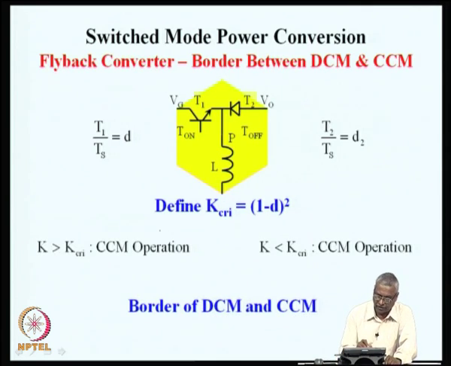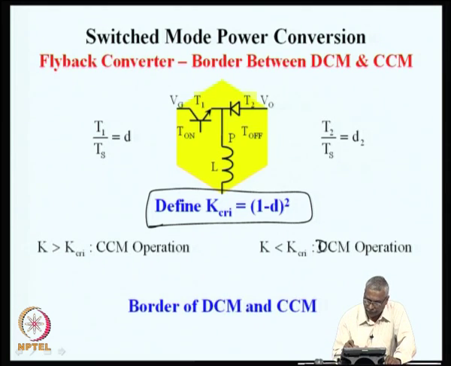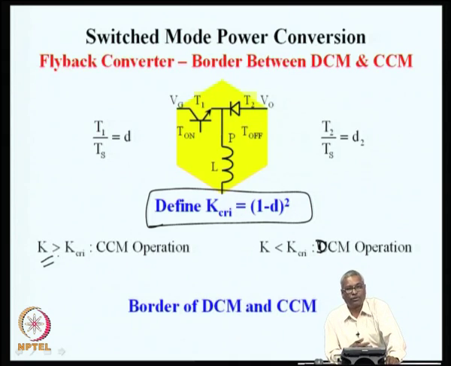So, we have seen this. We define the critical value of conduction as (1 minus d) whole square, that is the border value, and if k is greater than that border value, you are in continuous conduction, and if k is less than that border value, the operation is in discontinuous mode of operation.